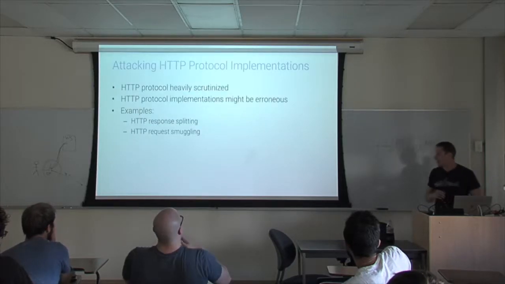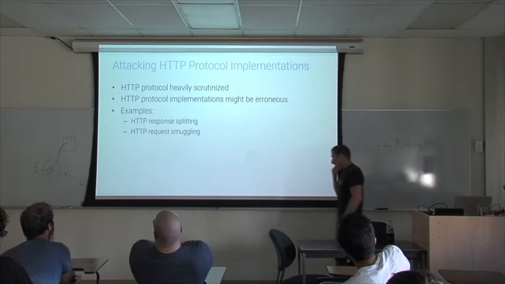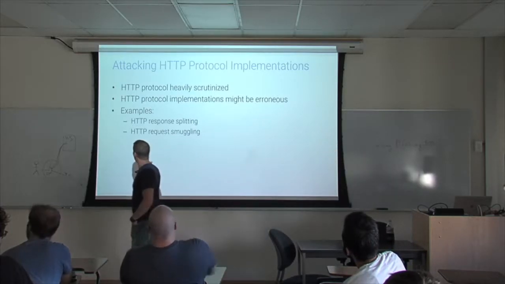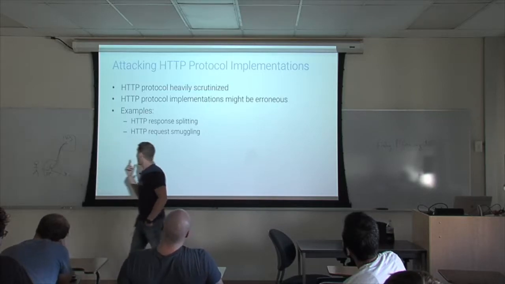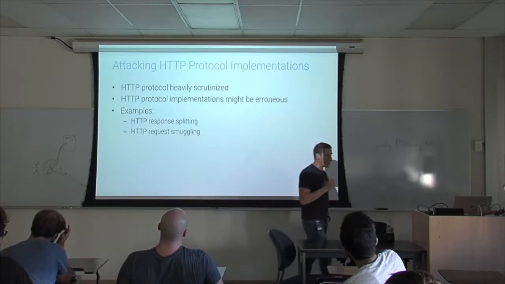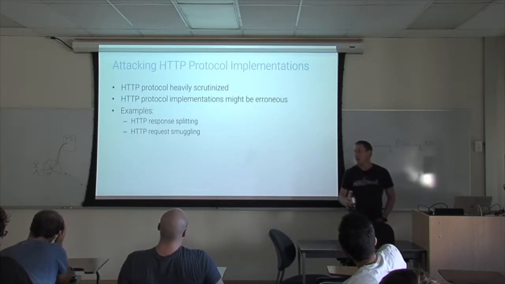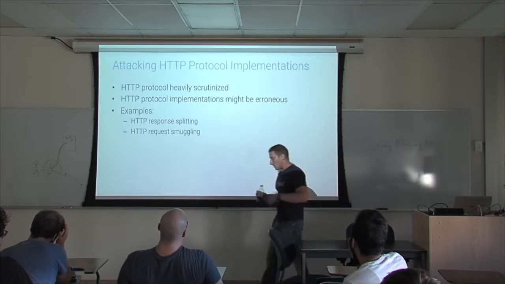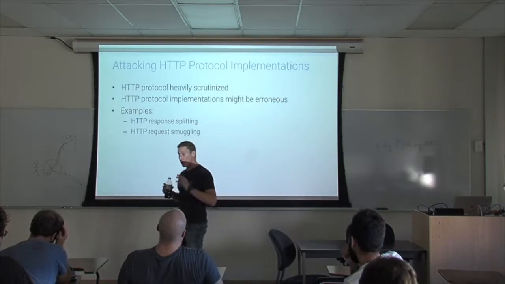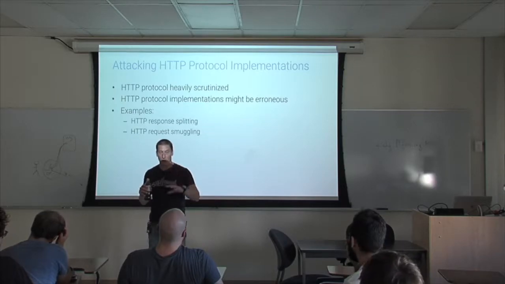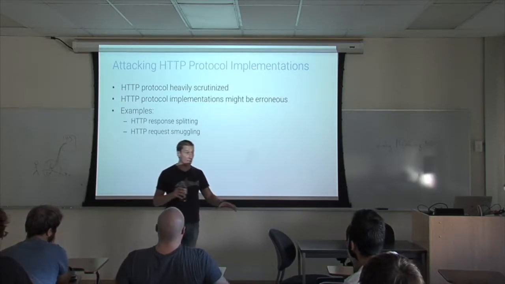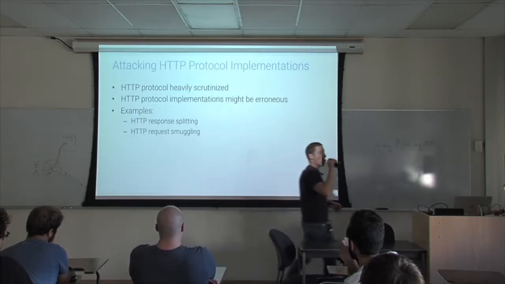One final thing that is interesting in web security is attacking the HTTP implementation itself. We'll see two examples: response splitting and request smuggling. They exploit the fact that, once again, there are differences or discrepancies between how you parse HTTP requests at the server side and in intermediaries like a proxy.